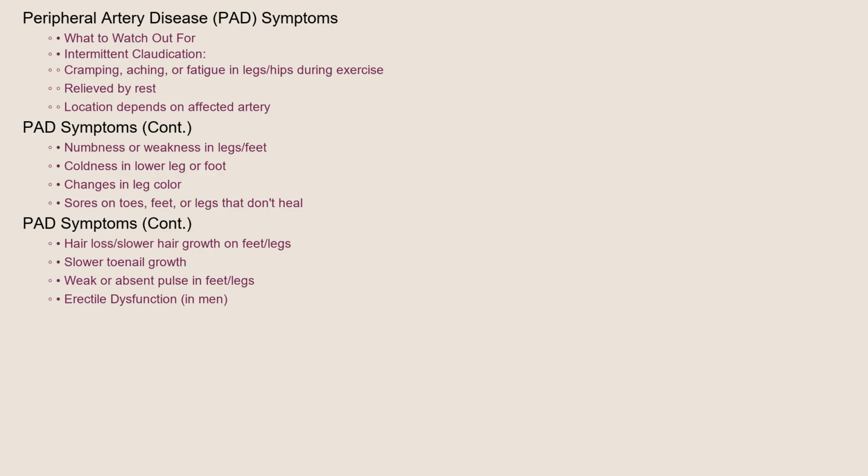What should you watch out for? The most common symptom of PAD is intermittent claudication. This is a cramping pain, aching, or fatigue in the legs or hips that occurs during exercise, such as walking, and is relieved by rest. The location of the pain depends on which artery is affected. Other symptoms include numbness or weakness in the legs or feet, coldness in the lower leg or foot, changes in the color of your legs, sores on your toes, feet, or legs that won't heal, hair loss or slower hair growth on your feet and legs, slower growth of your toenails, and a weak or absent pulse in your feet or legs. In men, PAD can sometimes contribute to erectile dysfunction.